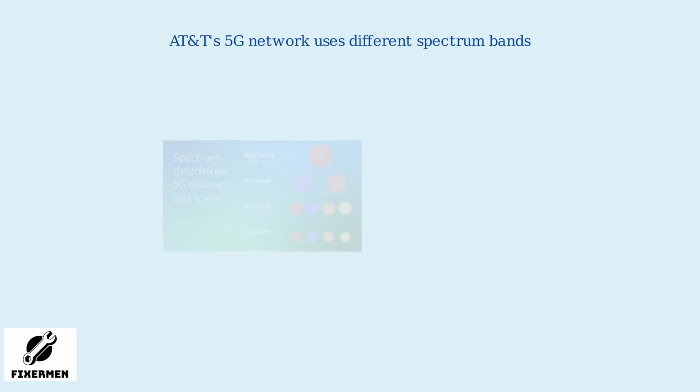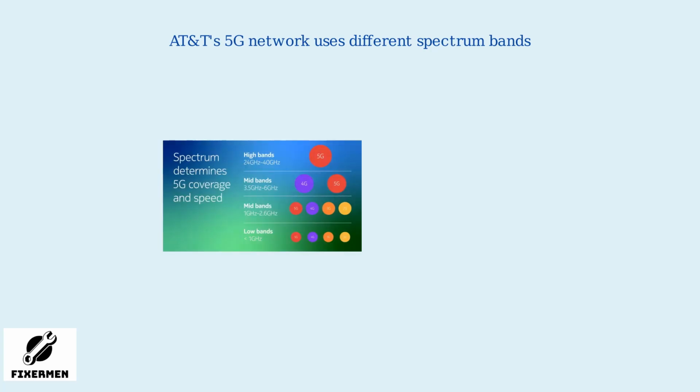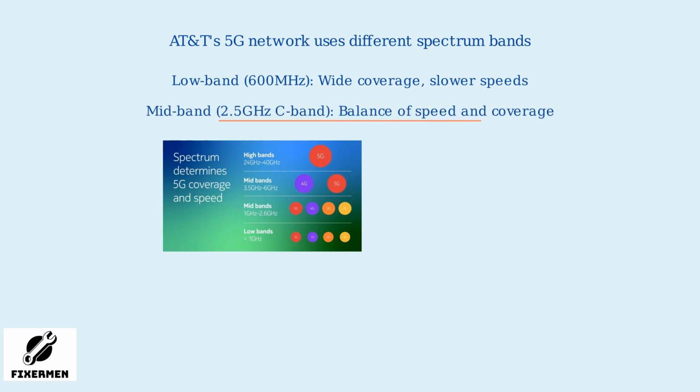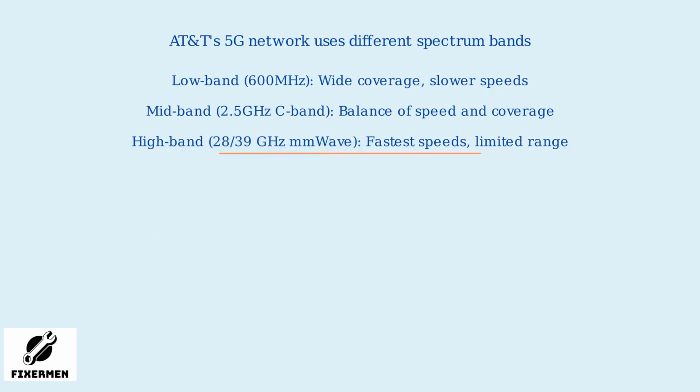AT&T's 5G network uses different spectrum bands, each with unique characteristics that affect coverage and speed. Low-band 5G at 600 MHz provides the widest coverage area but offers relatively slower speeds, making it ideal for broad rural reach. Mid-band 5G, particularly the 2.5 GHz C-band, offers a good balance between speed and coverage, serving suburban and urban areas effectively. High-band 5G, or mmWave at 28 or 39 GHz, delivers the fastest speeds but has very limited range and is easily blocked by buildings or other obstacles.